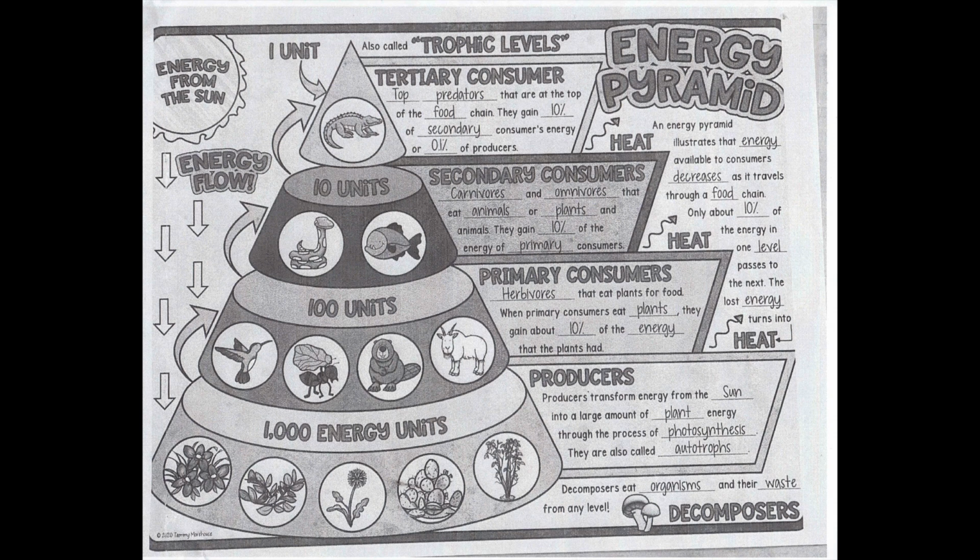The secondary consumers, or the carnivores and omnivores that eat the primary consumers, would only receive 10 units of energy. The tertiary consumers, or the top predators that eat the secondary consumers, would only gain 1 unit of energy.